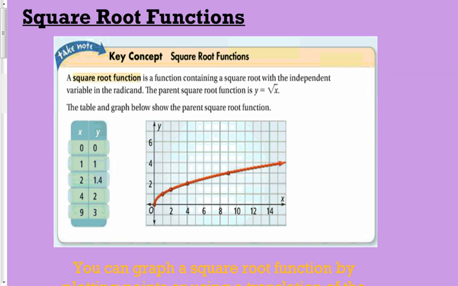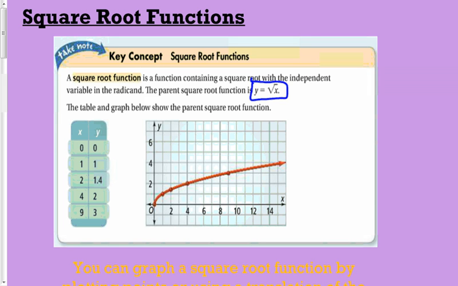We just kind of showed you it, and looking at the picture underneath it, it says the same thing that we just kind of said there. A square root function is a function containing a square root with the independent variable in the radicand. The parent square root function is y equals the square root of x. So by parent function, it means that everything else is going to be based off of that and somewhat similar to that. You may have something multiplied on the outside. You may have something added on the outside or added on the inside, but it's all building off of this parent function.